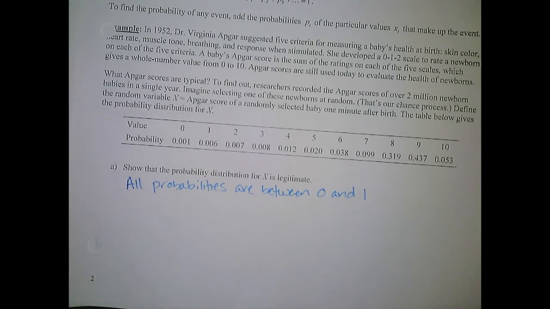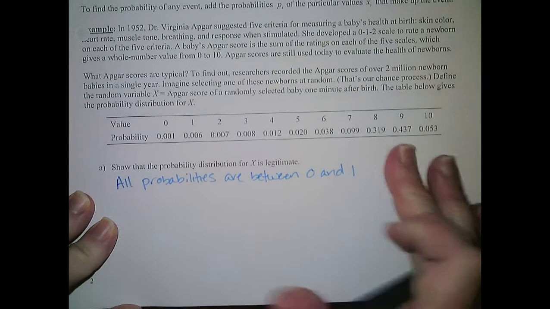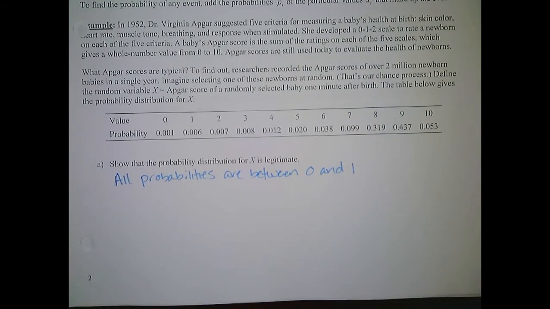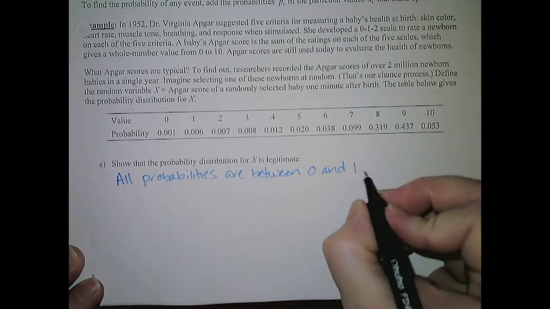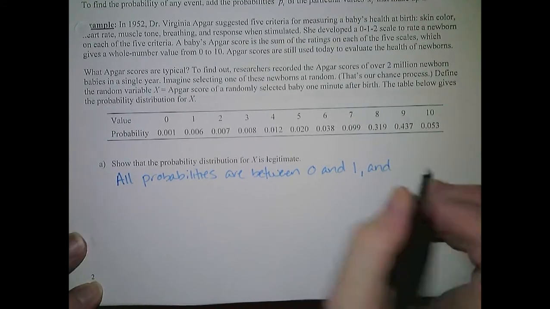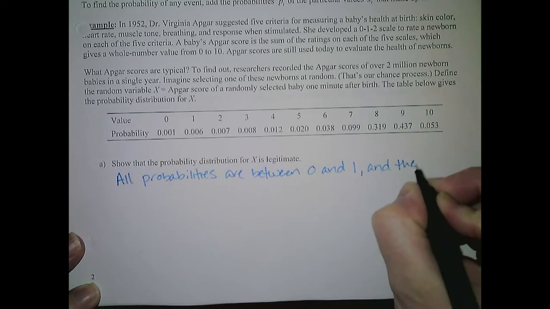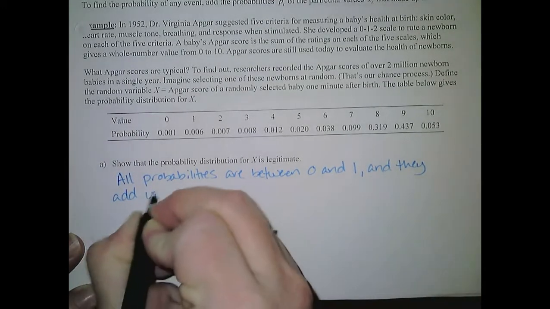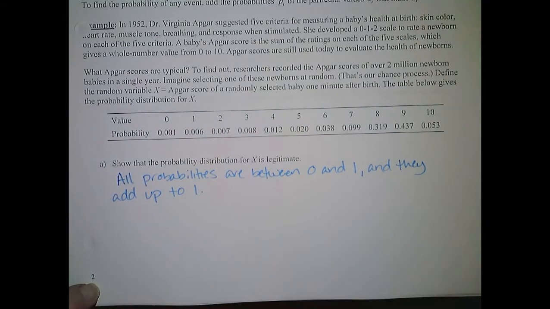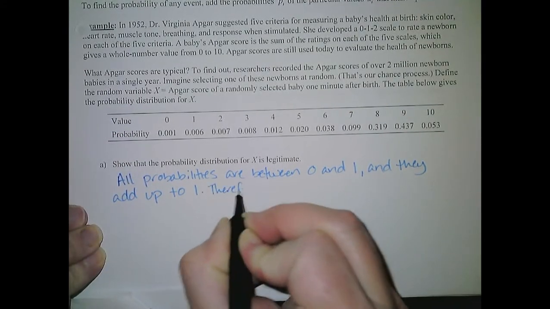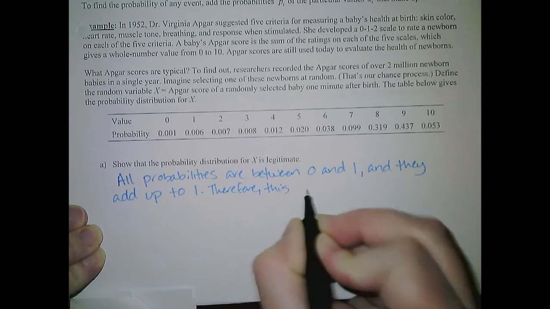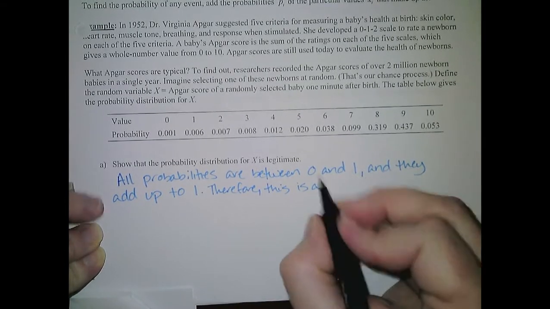And the second thing that you should have checked was that the sum of all of the probabilities is equal to 1. So if we take each of the probabilities for each one of those outcomes, from 0 to 10, and add them up, you should have gotten a total of 1. So we'll just state that, and they add up to 1. So as long as those two criteria are met, then we know that this is a legitimate probability distribution. So therefore, this is a legitimate probability distribution.